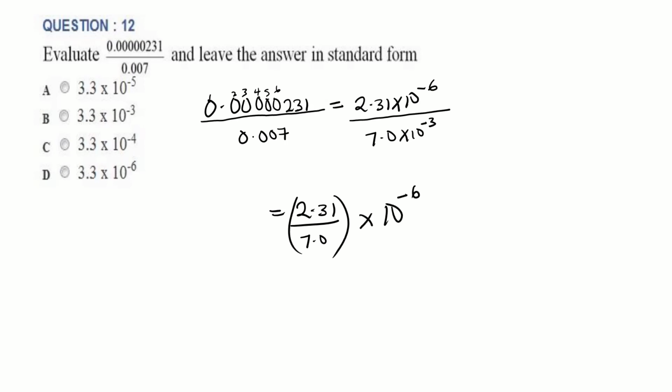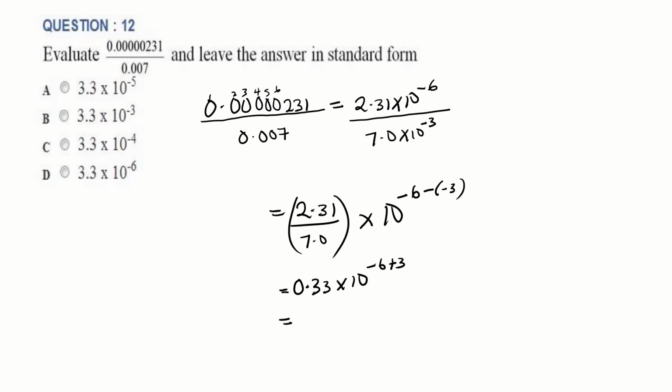Now, indices is coming here. You can see that we have a common base, like we are dividing 10 to the power of negative 6 by 10 to the power of negative 3. And if you are dividing and they have a common base in indices, you simply subtract the powers. So this is negative 6 minus negative 3. Pressing this on our calculator, 2.31 divided by 7, the answer is 0.33, multiplied by 10 to the power of what? That is negative 6 plus what? 3, because minus times minus is plus.